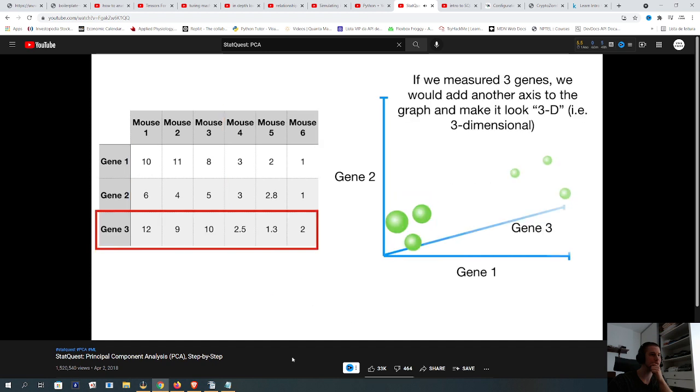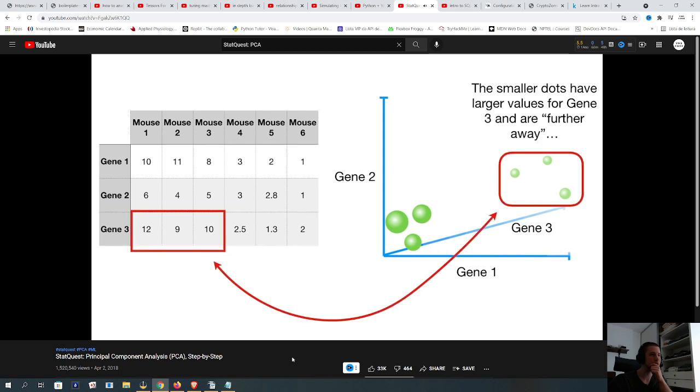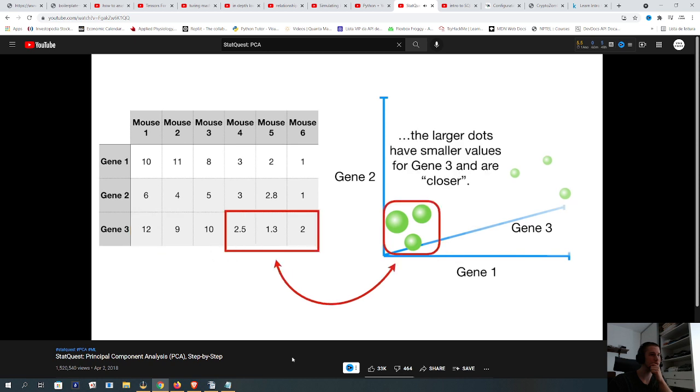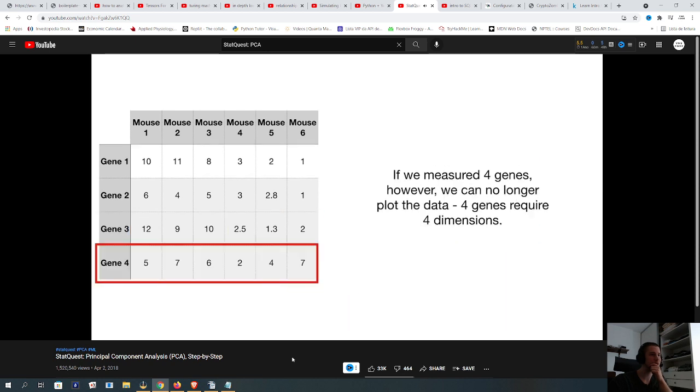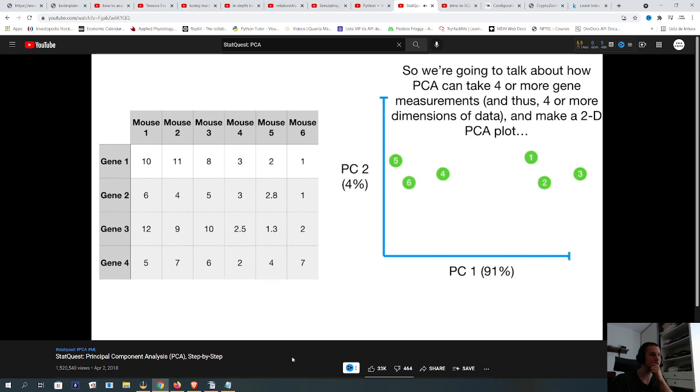If we measured 3 genes, we would add another axis to the graph and make it look 3D, i.e. 3-dimensional. The smaller dots have larger values for gene 3 and are further away. The larger dots have smaller values for gene 3 and are closer. If we measured 4 genes, however, we can no longer plot the data. 4 genes require 4 dimensions. Wah wah.